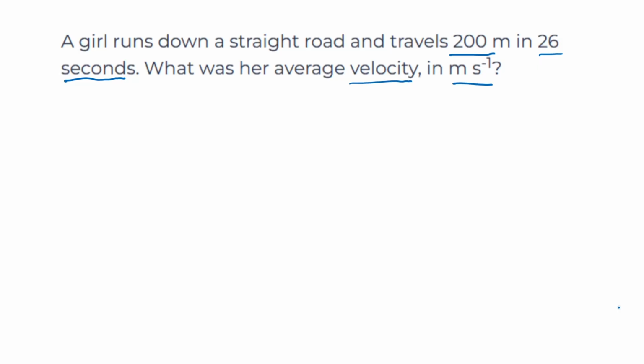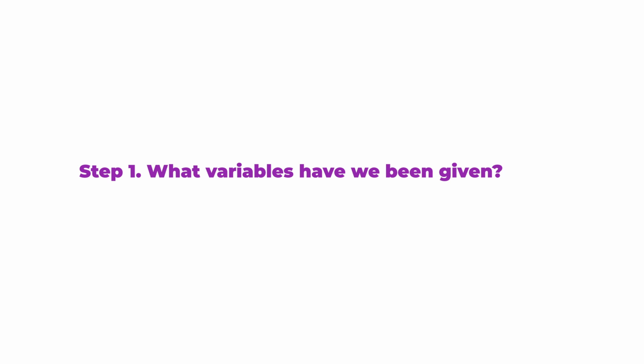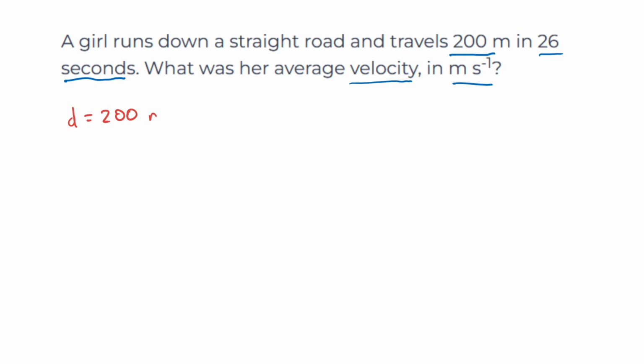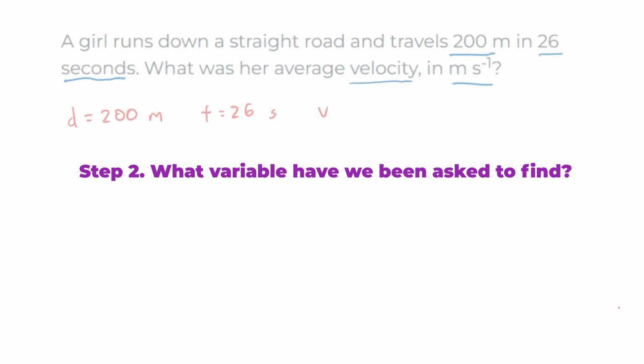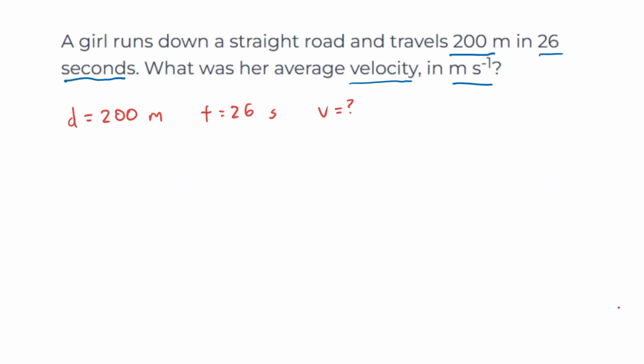Question 3. A girl runs down a straight road and travels 200 meters in 26 seconds. What was her average velocity in meters per second? Step 1. Find the variables that we have been given. Distance, so d is equal to 200 meters. Time, so t is equal to 26 seconds. Step 2. What variable have we been asked to find? The question wants us to find velocity, or v, in meters per second.